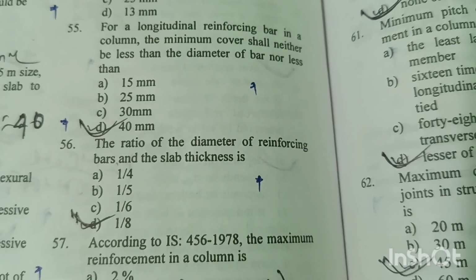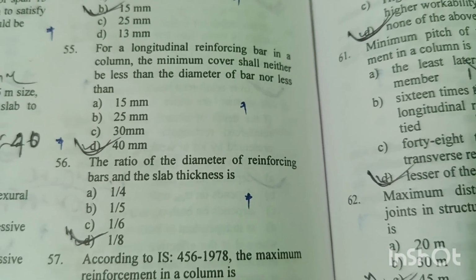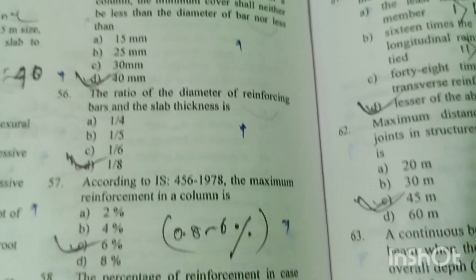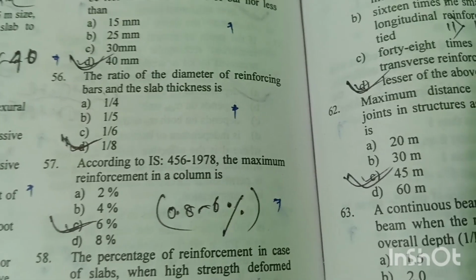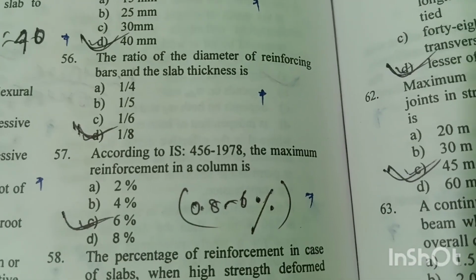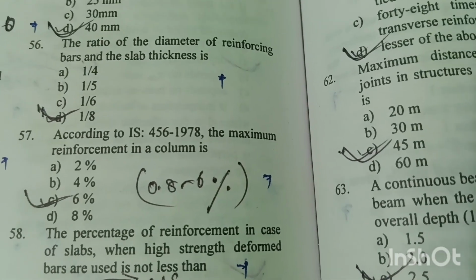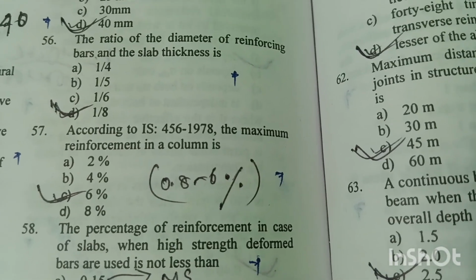Question number 56. The ratio of the diameter of the reinforcing bar and the slab thickness is 1:8. Option D is the right answer. Question number 57. According to IS 456 1978, the reinforcement in a column is 0.8 to 6%. Minimum reinforcement is 0.8% and maximum reinforcement is 6%. So option C is the right answer.